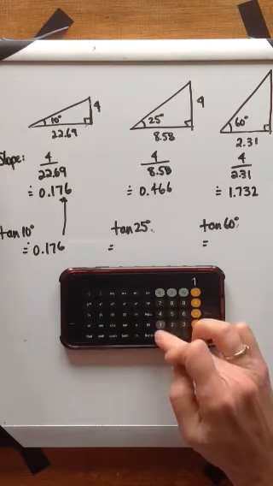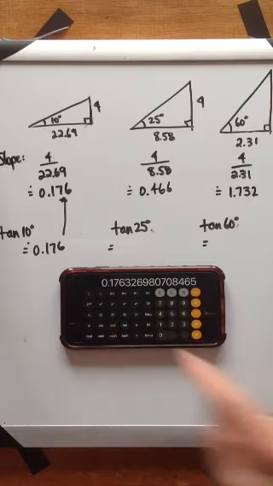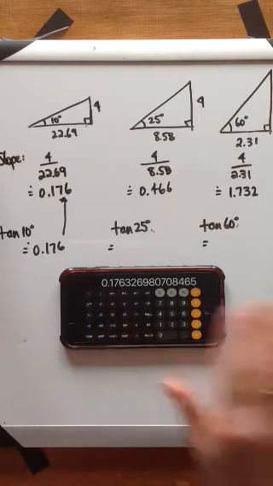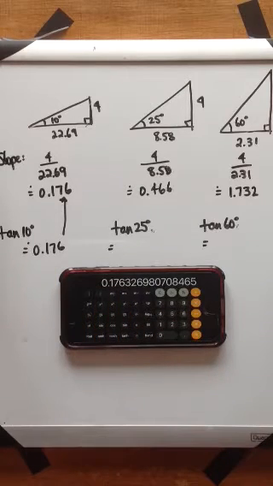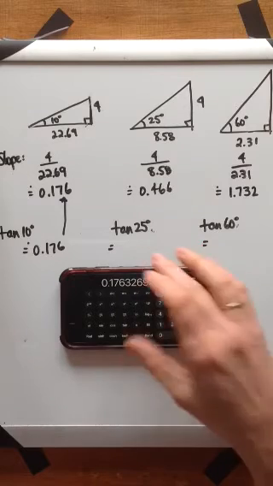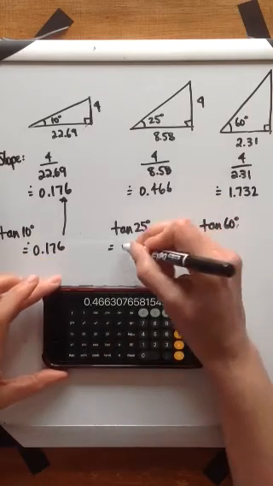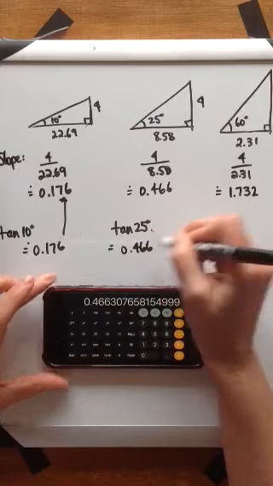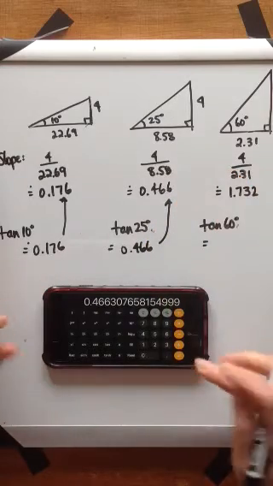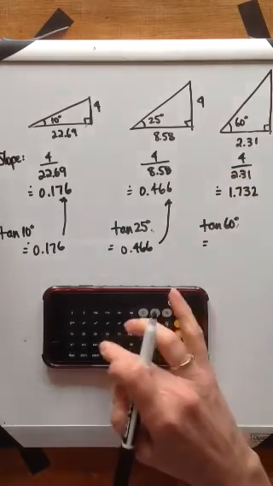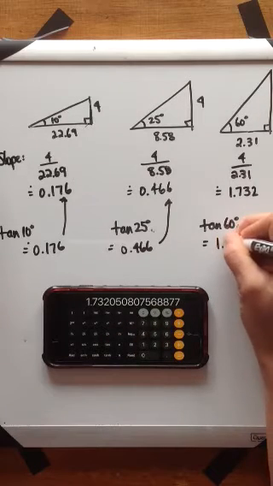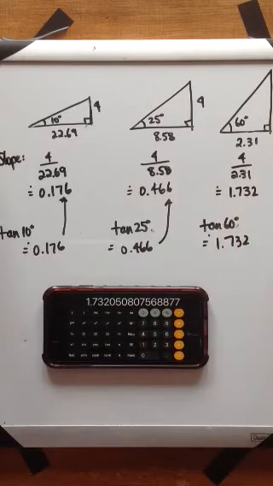I have to punch in 10 and then hit the tan button, and I'll get the same answer that I did on the other type of calculator. Okay, so if we go ahead and finish the values for tan 25 and tan 60, let's see if we get some patterns here. Well, it looks like this one comes out to 0.466. Again, kind of looks familiar. And if we do tan 60, hey, also a familiar pattern.